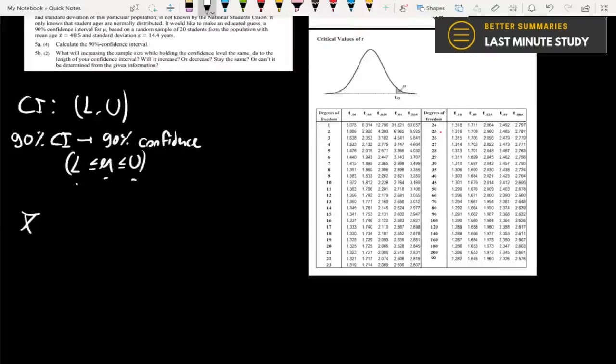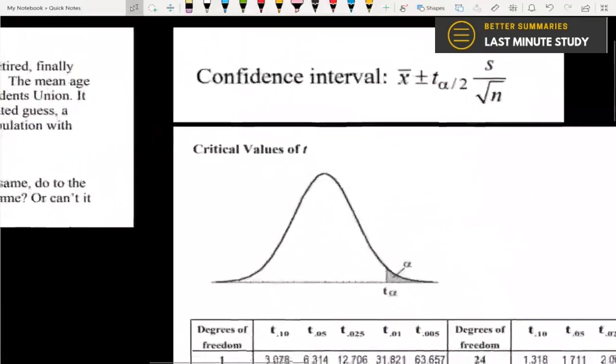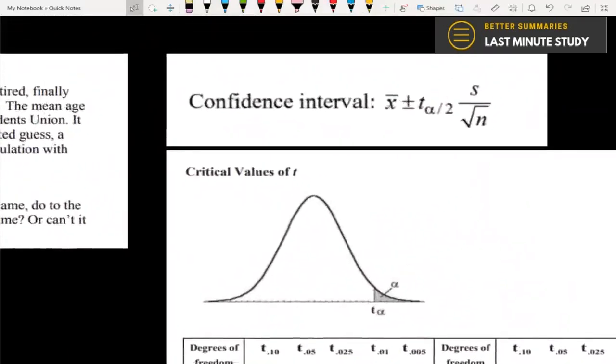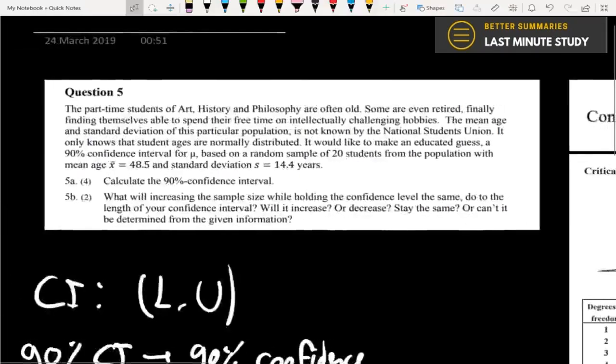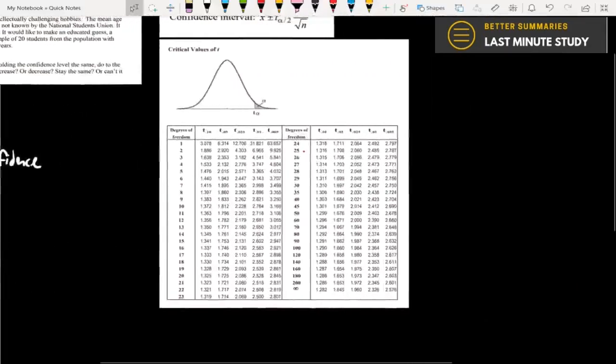We've got a sample mean of 48.5. We've got a standard deviation of 14.4 years. Let's not forget that. That's actually all we have to do. For now, it's just filling in a formula: x bar plus minus t-score that belongs to alpha divided by 2 times s over square root of n. It's just filling in some formula, right? Let's do it over here.